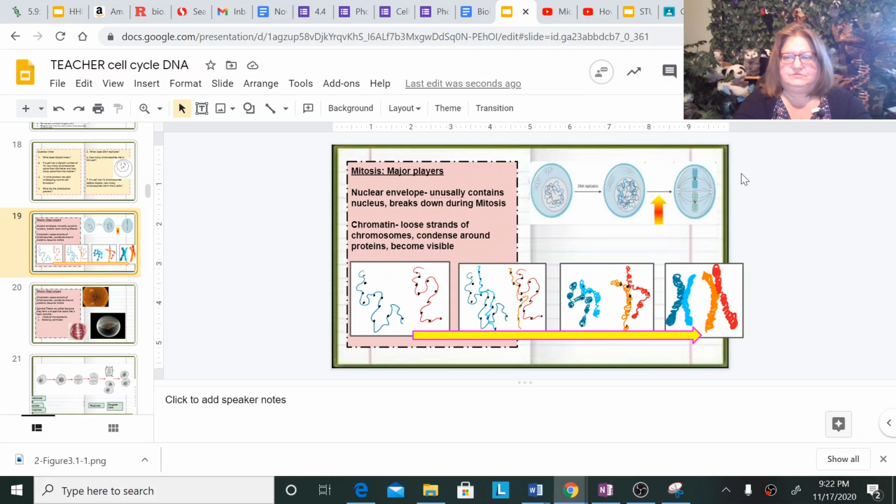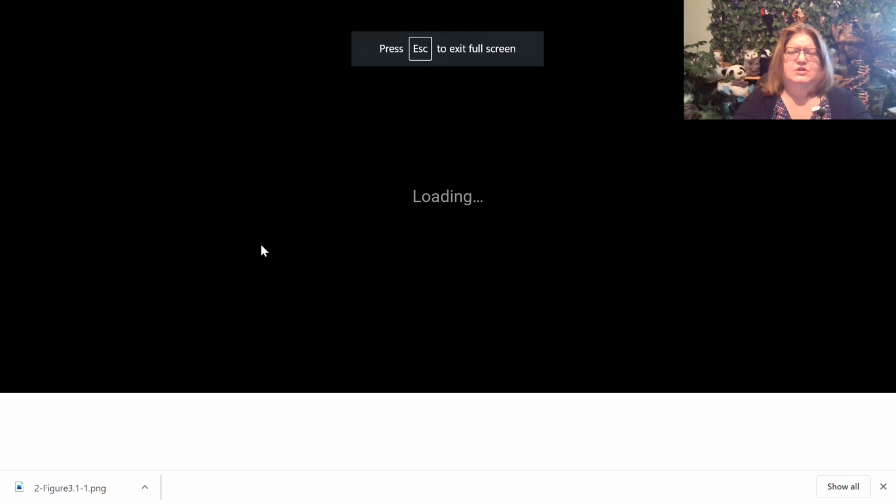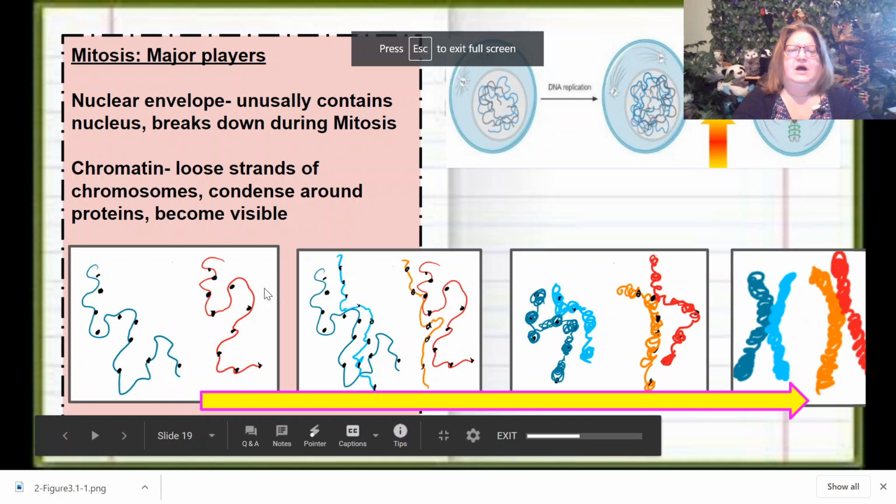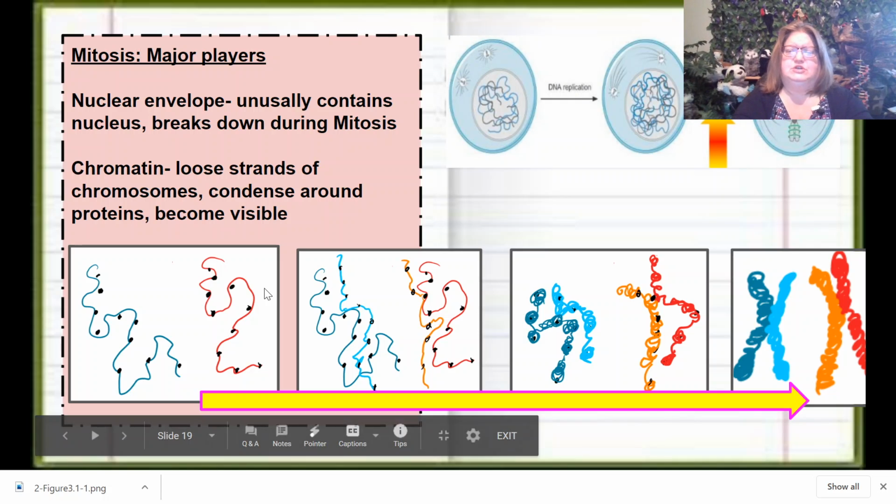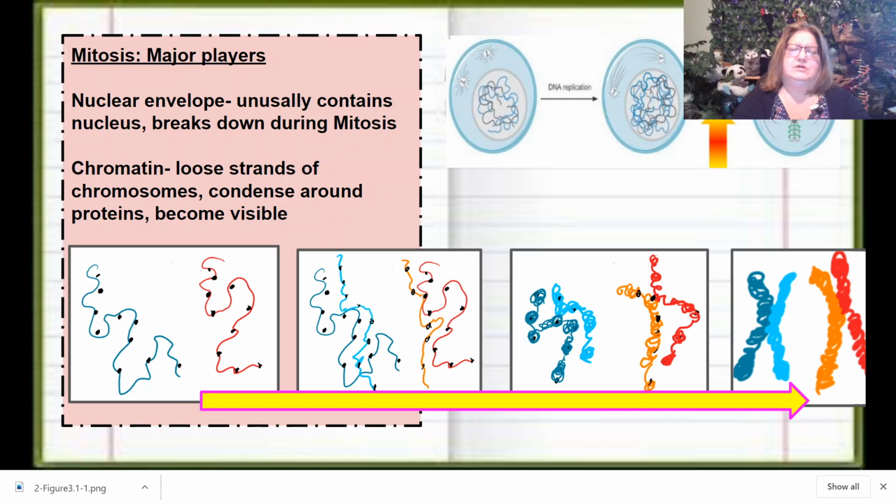Now, let me go ahead and make this larger so you can see it. With our cell division, we need to go over some cell parts that we didn't really focus on too much with the cell unit. That's because we're going to go over them now.